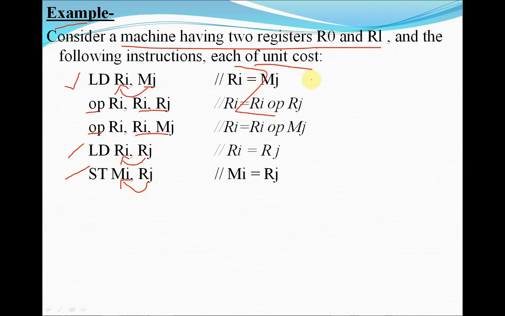For the sake of simplification, I am taking unit cost instructions. That means this instruction cost is 1, this instruction cost is also 1, this instruction cost also 1. Like this, whatever instruction is being addressed here, whose cost is 1, is called a unit cost instruction. By taking these assumptions, we are going to find all possible combinations and try to find the optimal solution.